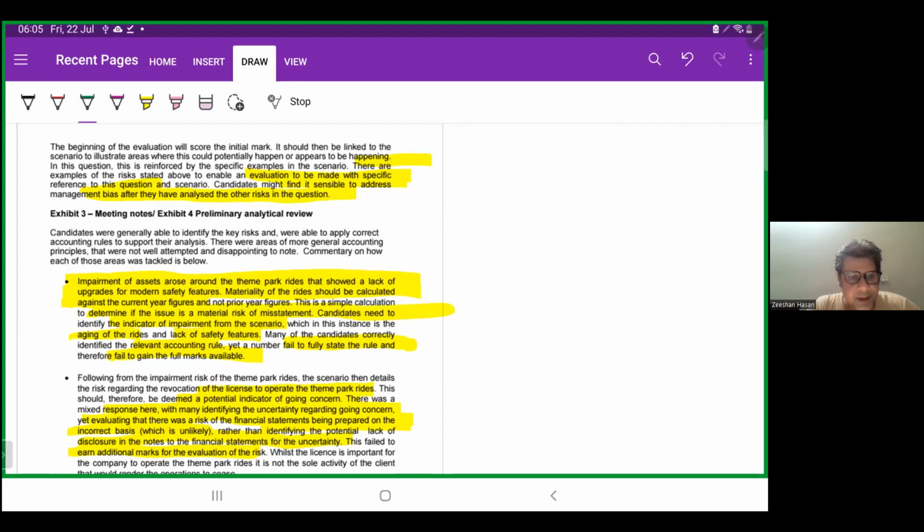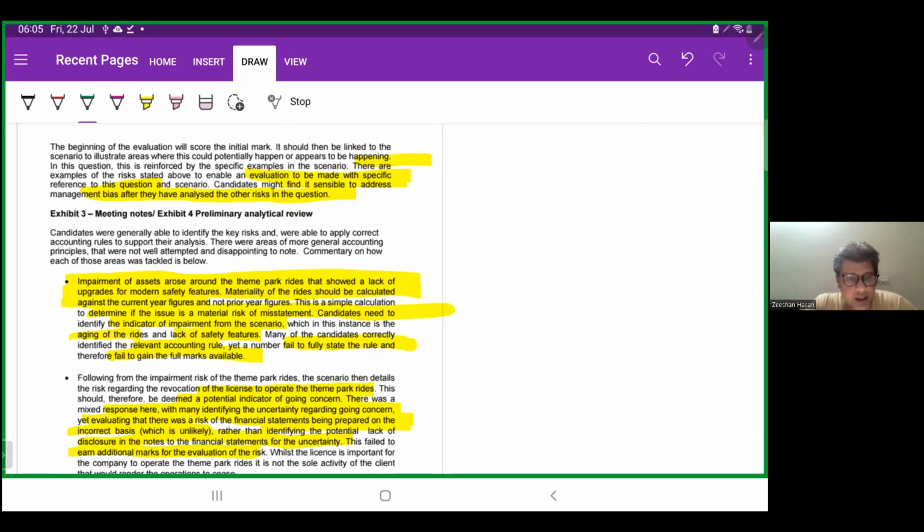Third one, meeting notes, Exhibit 4, preliminary analytical review. Impairment of assets arose around the theme park rides that showed up lack of upgrades for modern safety features. Materiality of the ride should be calculated against the current year figure and not prior year figures. Many students did calculate it against the prior year figures. So this is a simple calculation.